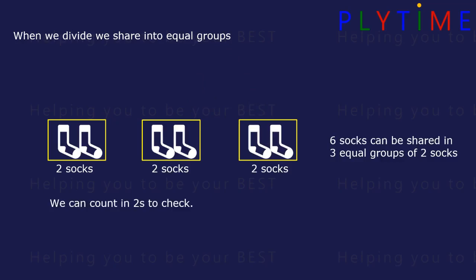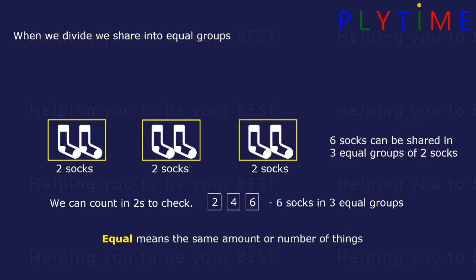We can count in twos to check. 2, 4, 6. 6 socks in 3 equal groups. Equal means the same amount or number of things.